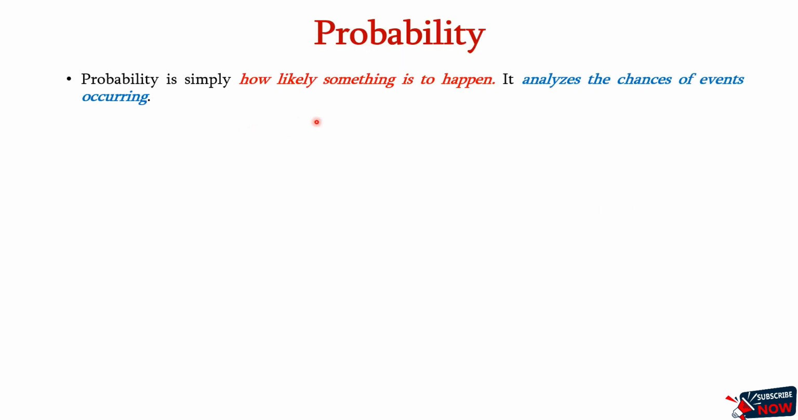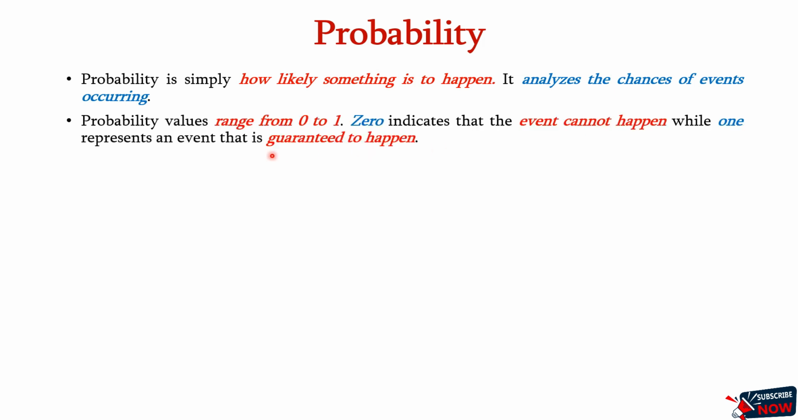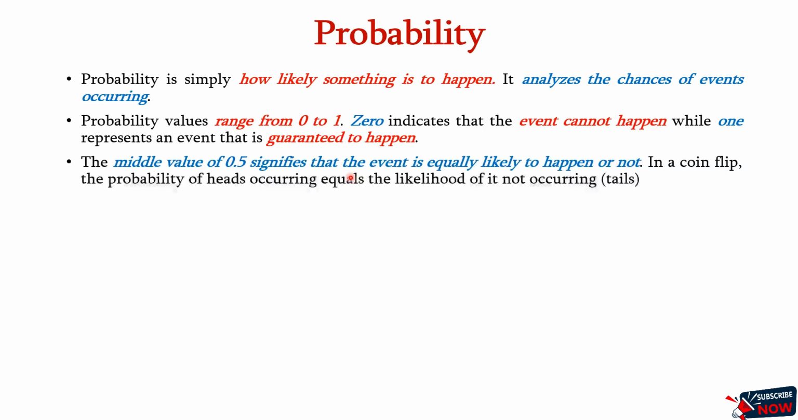Probability indicates how likely something is to happen. It analyzes the chances of events occurring. The values of probability range from 0 to 1. 0 indicates that the event cannot happen, while 1 indicates that the event is guaranteed to happen. The middle value 0.5 signifies that the event is equally likely to happen or not.